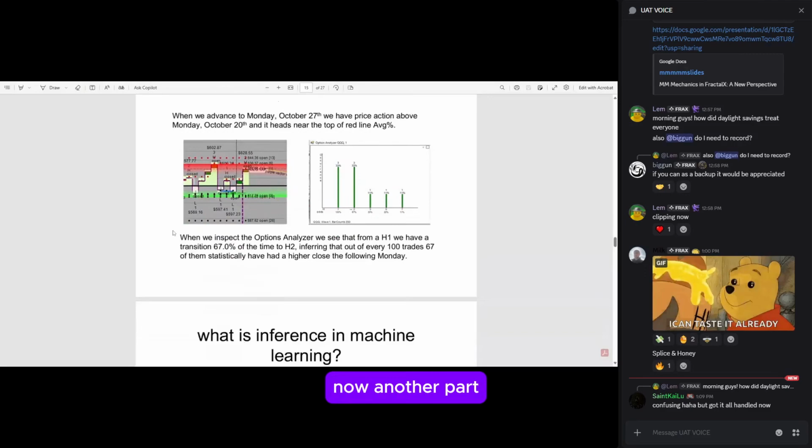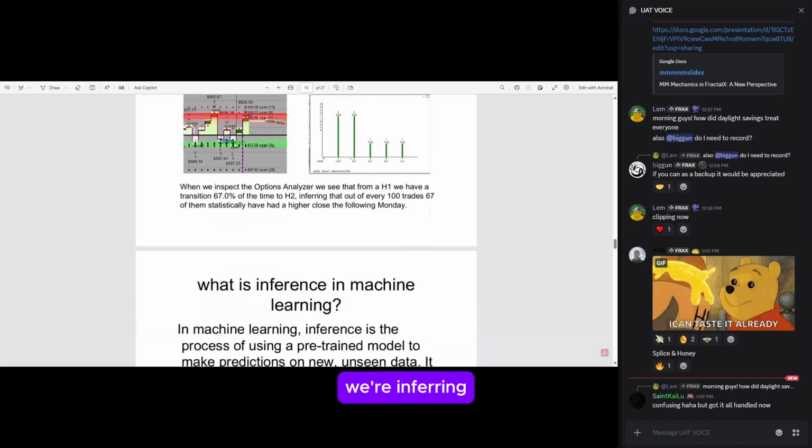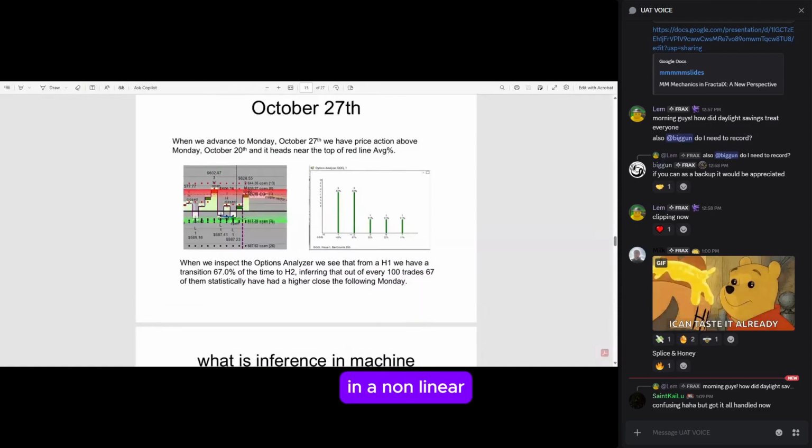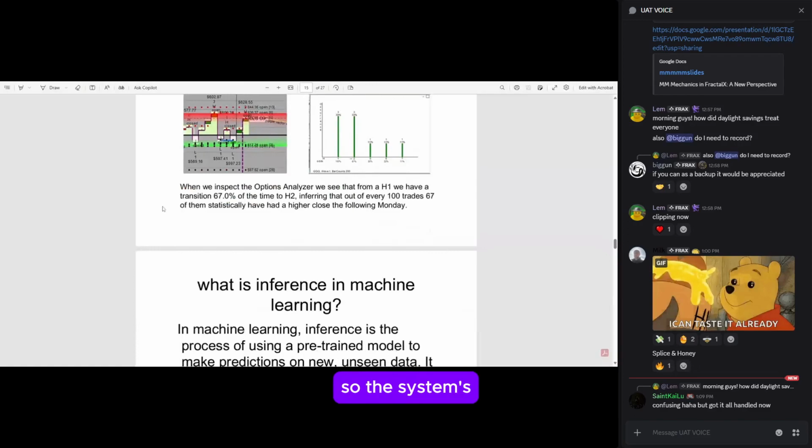Now, another part: this is using inference, because we're inferring that the bulls want to try to go to the most recent high, and we do it in a nonlinear fashion. So they want to go to the most recent high on the left. That's where we look to. So we're using inference for that. The whole system is inferring where we want to go, and it's inferring that 67% of the time, approaching 70%, we go up. So the system's machine learning.